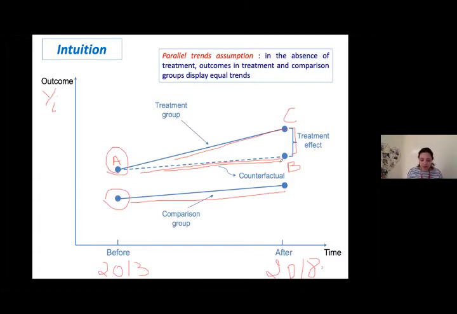And you see here that we have a very important dimension that was not considered when we were talking about PSM, which is time. So we compare the situation of these groups before the implementation of the program and after the implementation of the program. The second question.